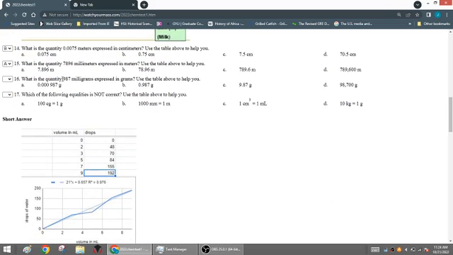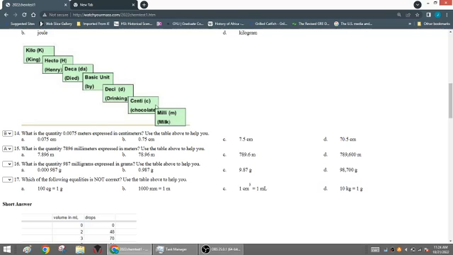All right. What is the quantity 987 milligrams expressed in grams? Similar problem. We're going to be walking up our step ladder from milligrams to grams, because grams is the base unit. 1, 2, 3 steps up. So we're going from a smaller unit of milligrams to a bigger unit of grams. So we're going to expect this to be a smaller number. We're going to move the decimal over 1, 2, 3 places, which will be 0.987 grams. B.